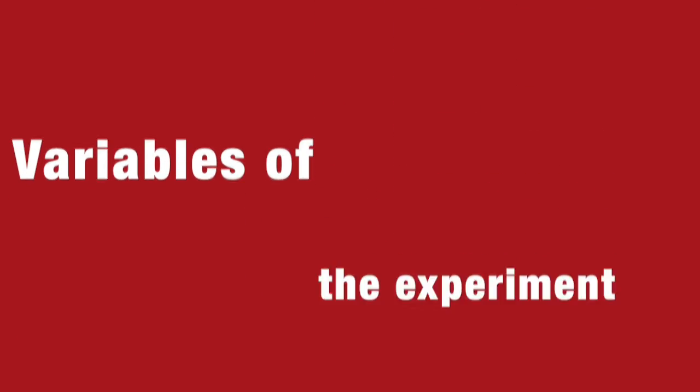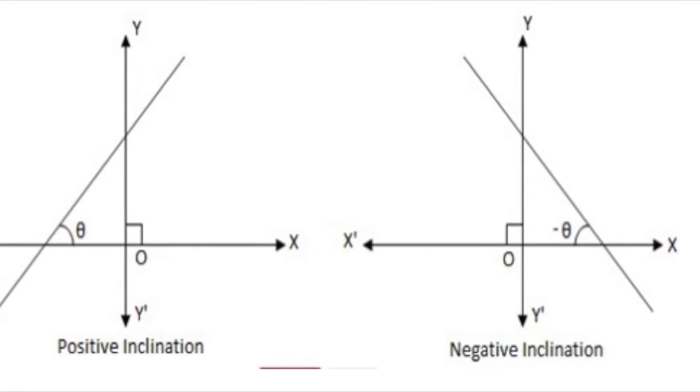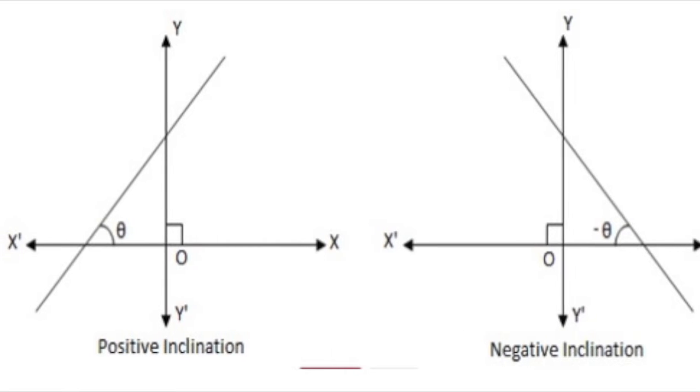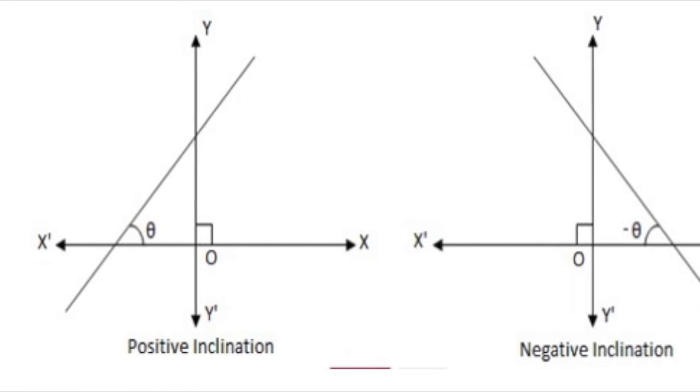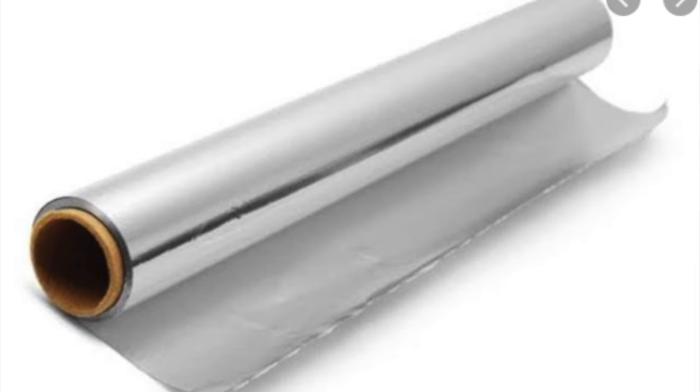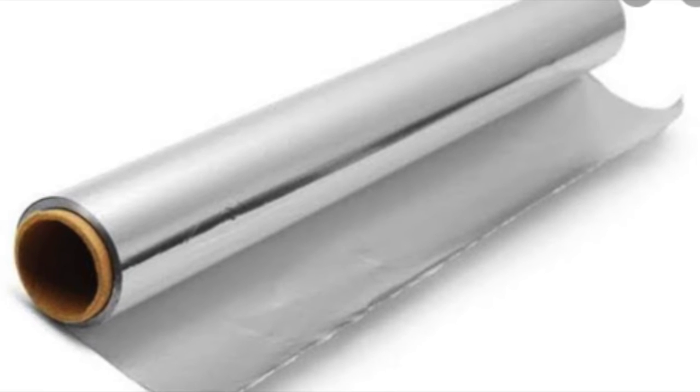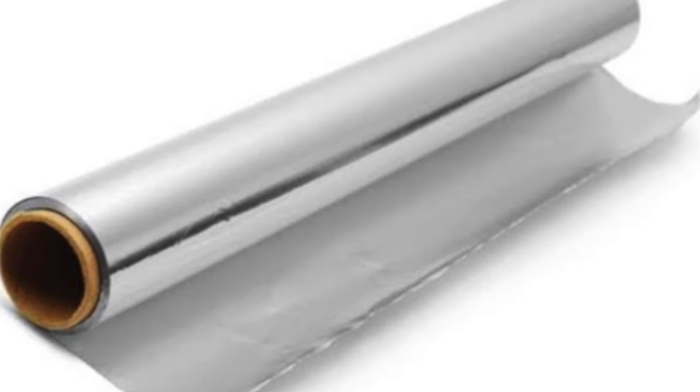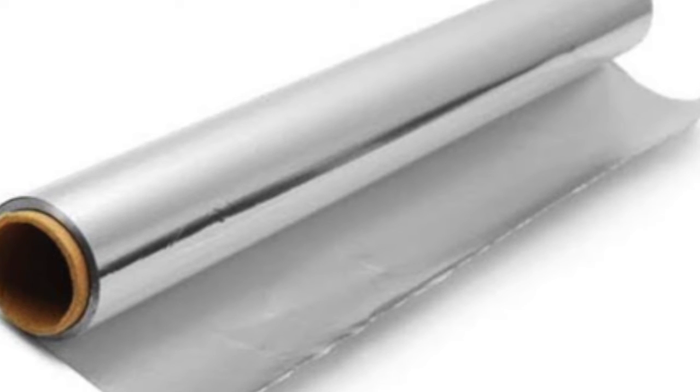Variables. Our dependent variable was the angle at which friction stops resisting the weight of the objects in the box. The independent variable was a material that we used between the piece of wood and the box with the weights. In this case, we used aluminum foil.